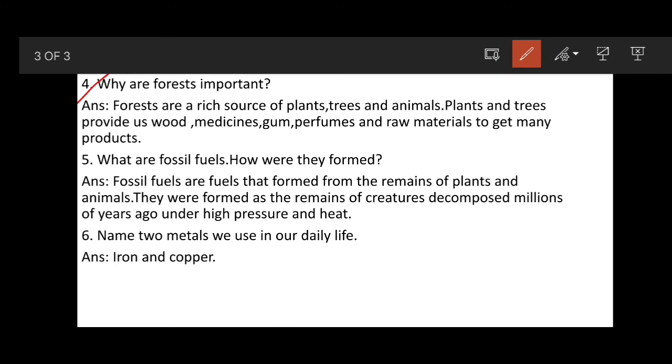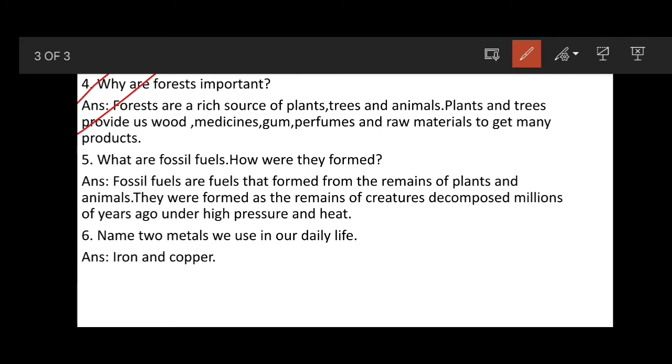Question 4. Why are forests important? The answer is forests are a rich source of plants, trees and animals. Plants and trees provide us wood, medicines, gum, perfumes and raw materials to get many products. Why are forests important? Because forests are a rich source of plants, trees and animals.